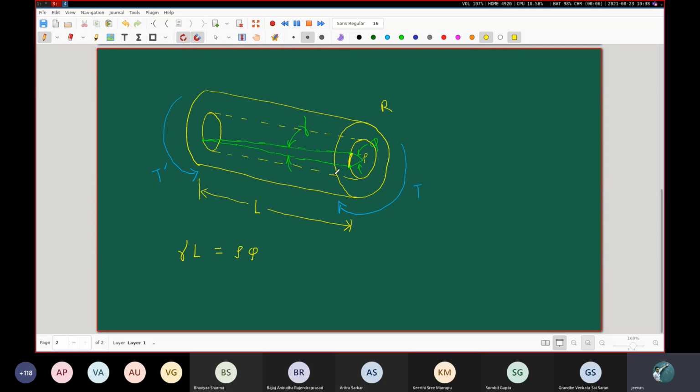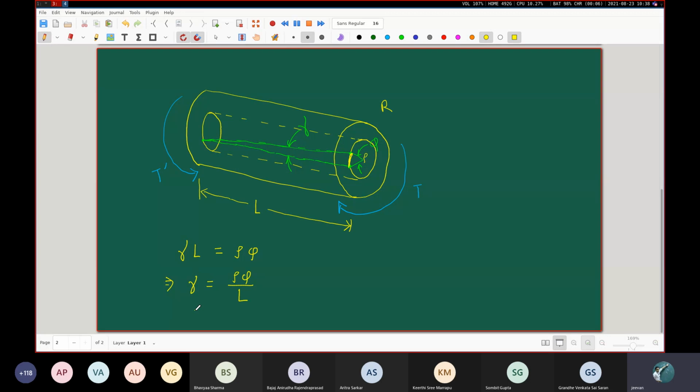When you do the problems, you will see the actual magnitudes of the degrees through which the twisting action is taking place, and you will get a feel of the actual thing. So it is very correct that these angles are very small. Now, this means that gamma is equal to basically rho phi divided by L.